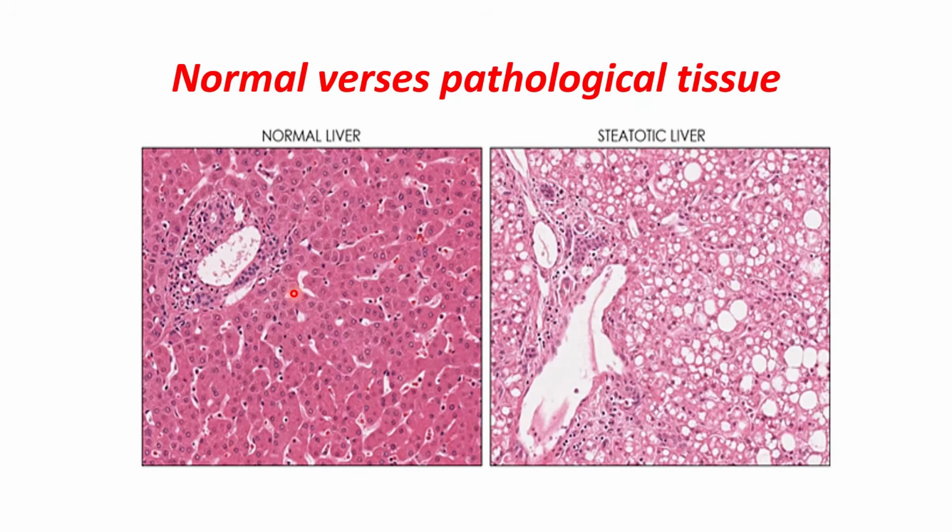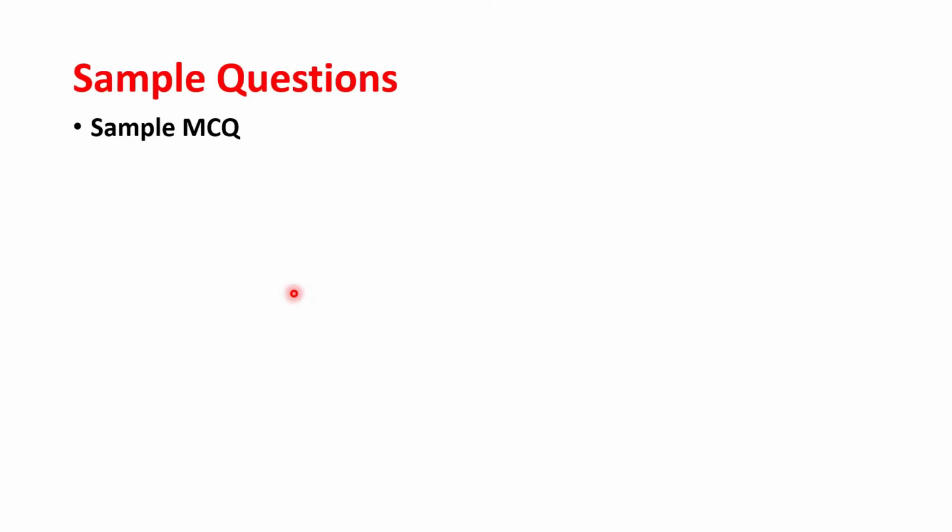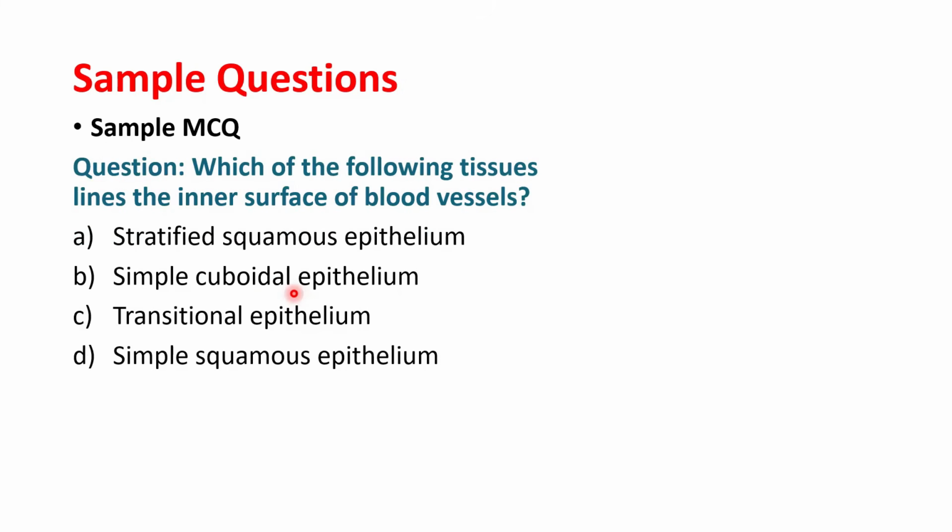So how will histology be assessed? It can be assessed in three ways. You can get MCQs on histology, you can get spot images on histology, and also you can get written essays on histology. So for example, we have a sample MCQ here.